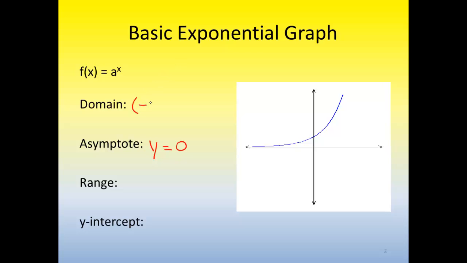Domain of all exponential functions, negative infinity to infinity. The range is going to be 0 to infinity. Notice this 0 has an open bracket because it is not included in the range. And then the y-intercept, well, if I make my x-coordinate 0, any number to the 0 power is going to be 1. There's your basic exponential graph. Everything else we're going to do is going to be variations on this.